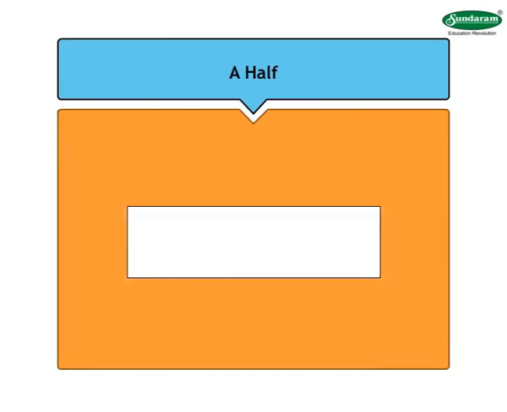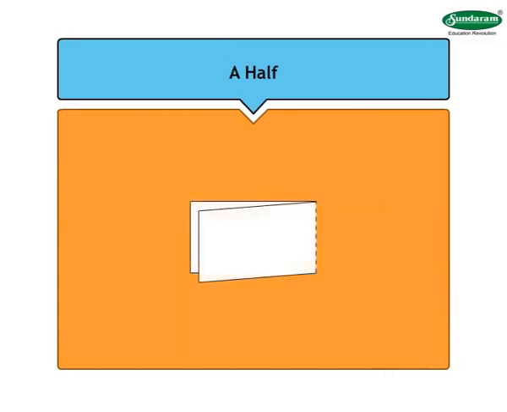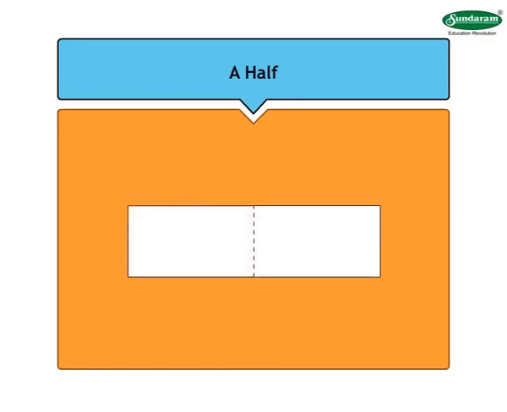Fold the paper in such a way that the edges of the rectangle fit on each other. In other words, the fold should be in such a way that it divides the paper into two equal parts. Now, unfold the paper and draw a dotted line along the fold. We get two parts of the rectangle. Now, color any one part of the rectangle.